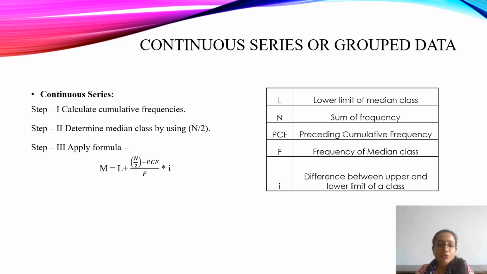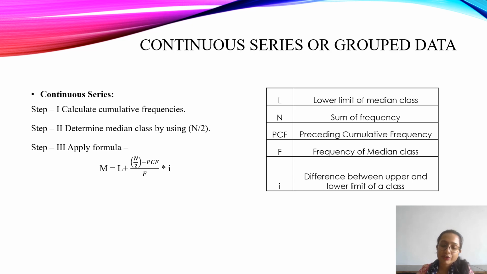Then we have to determine the median class by using n by 2. So firstly we have to add all the frequencies in the grouped data, that is called the number of observations. We just have to add all the frequencies. Dividing that addition by 2, you will get the value of n by 2. After that we have to apply the formula.